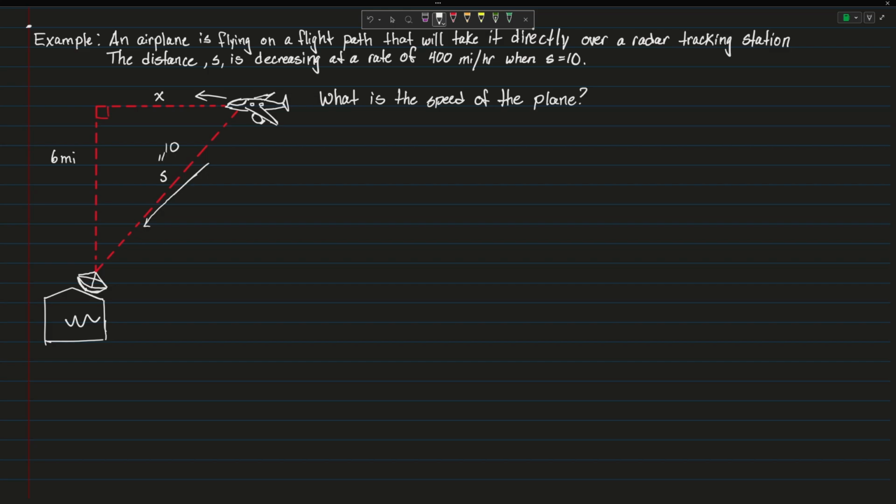So what are we given? Well, we're given ds/dt. That's negative 400 miles per hour. And we're given s is 10. But we don't know much else. What we can assume from this, though, is that because this plane is flying directly over, this rate is not changing at all. So that vertical height is going to remain constant at 6 miles.